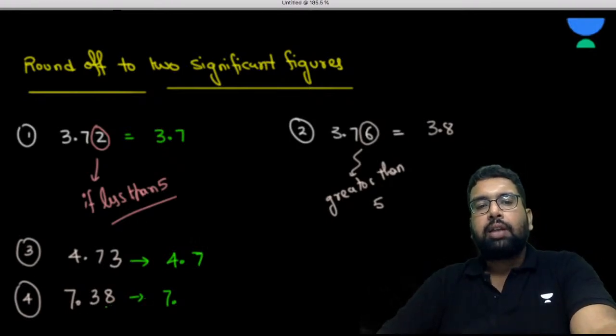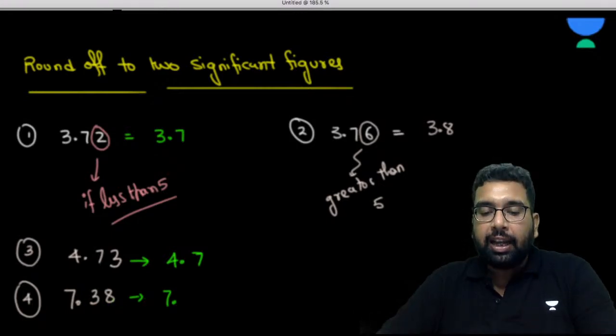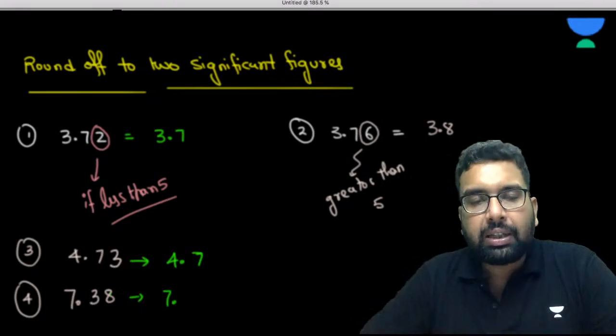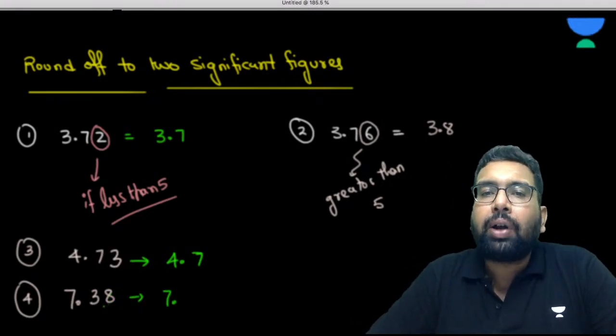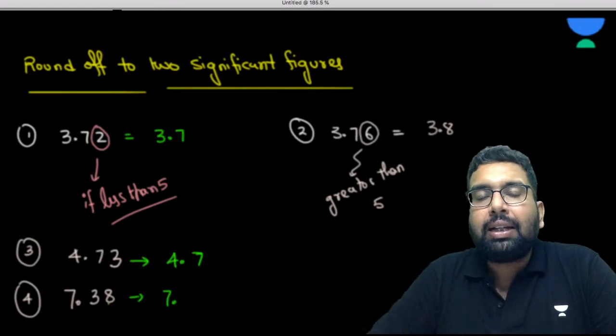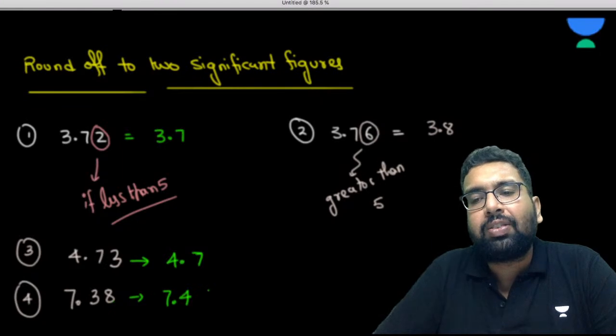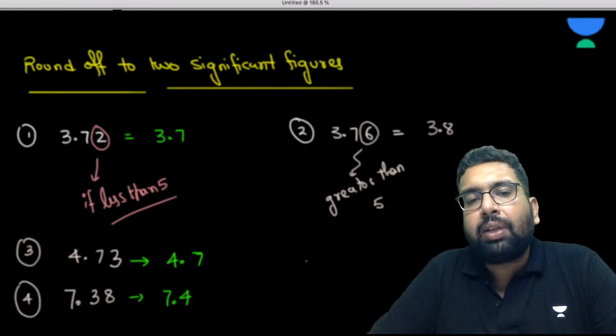Now here, this is 7.38. So 8 is the number, obviously greater than 5. So when 8 is the number greater than 5, what you have to do? You have to increase this 3.